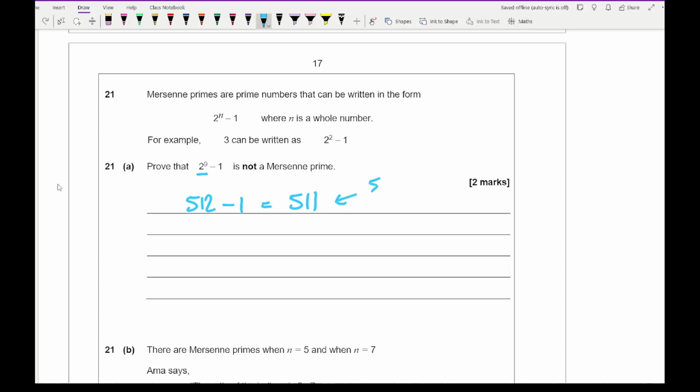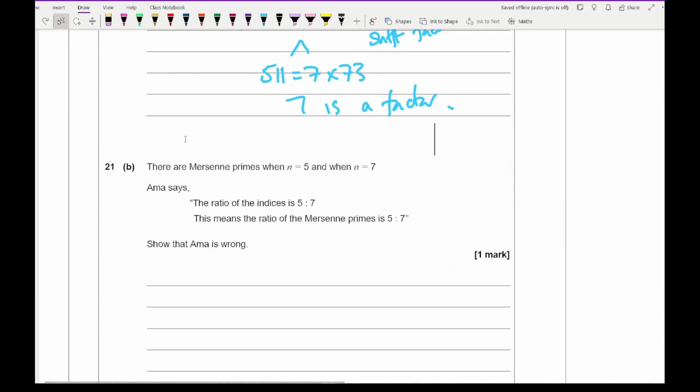Now to prove that 511 isn't a prime number, on your calculator, if you press 511, press equals, and then press shift, and then fact, it should come up that you can write 511 equals 7 times 73. So 7 is a factor, which is why 2 to the power 9 minus 1 is not a prime in terms of these Mersenne primes.